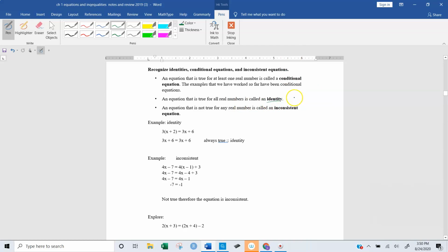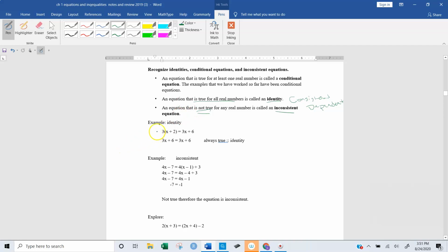In other books, this would be called consistent dependent, just in case you run into that sometime. Then an equation that is not true, it's never true, that's called inconsistent. So we have always true, never true, sometimes true.